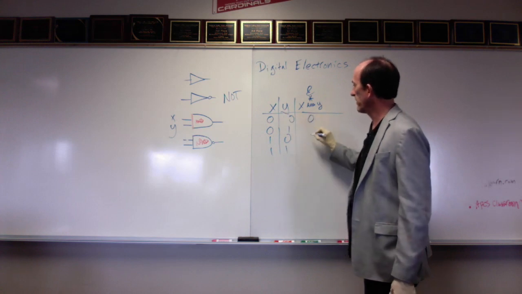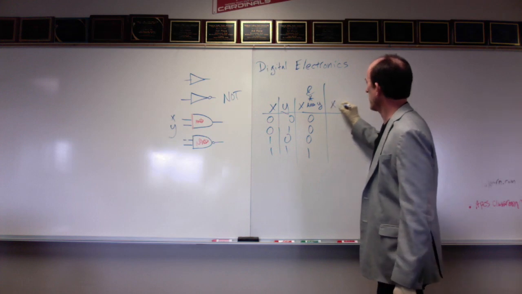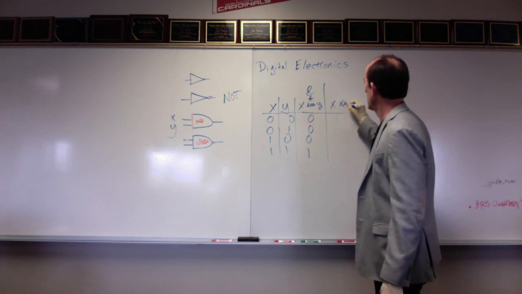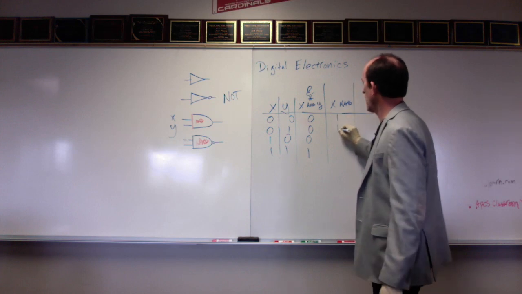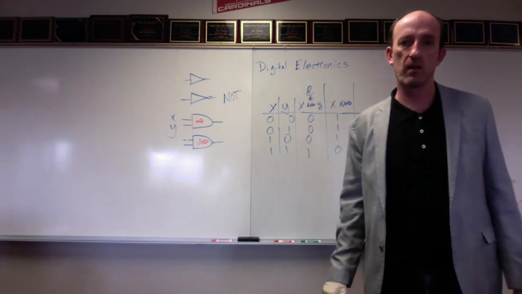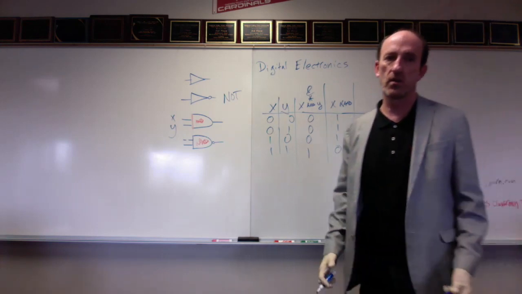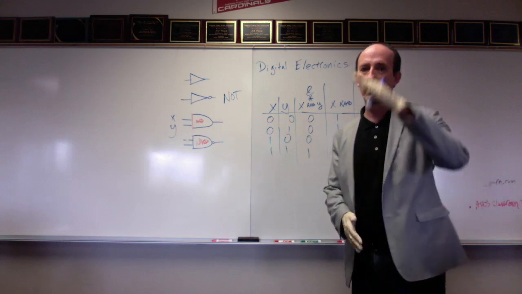This is going to be false, false, false. This is the only one that's true. But with NAND, X not AND, it's just the opposite. These will all be true, and this one will be false. Okay? So hopefully that's okay. How do we remember that?